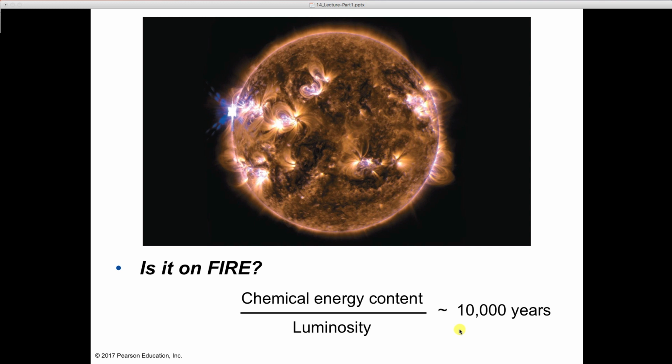The sun's been burning for a lot longer than that, and it's been very steady over the years, and so it seems as if it's going to last much longer than that. So it can't possibly be just a fire, like a chemical kind of process. So it's not on fire.